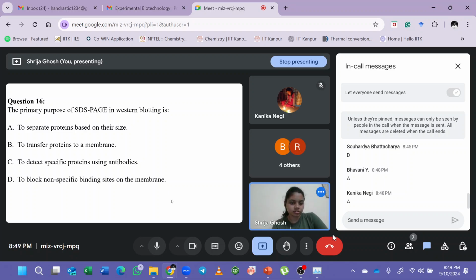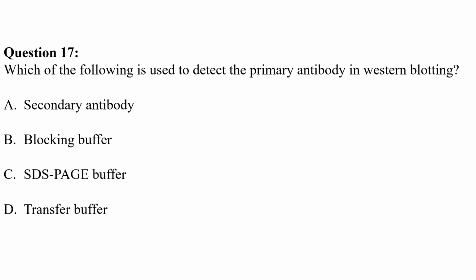Yeah, Bhavani and Kanika both have answered option A. Yes, that is the right answer. So it is just logical. You use SDS page to separate the proteins, and then you can blot it on a membrane to visualize the protein. So I hope this is clear to everybody. We have discussed SDS page a lot in the previous sessions, so this is pretty straightforward. I'll move on to the next question.